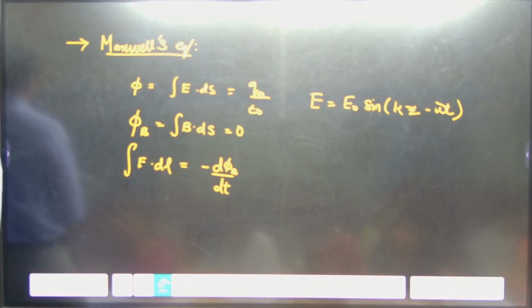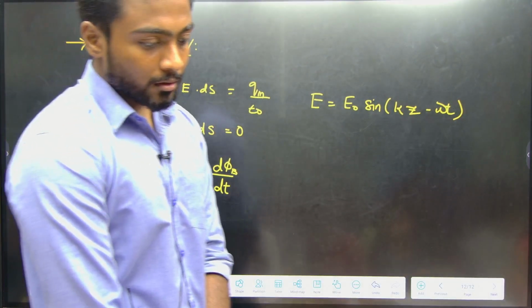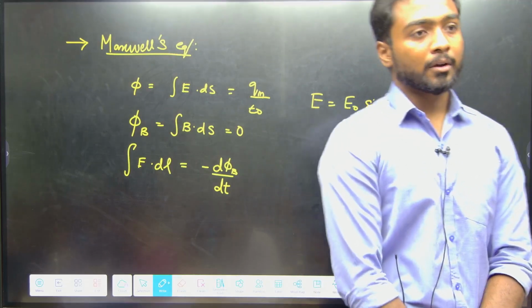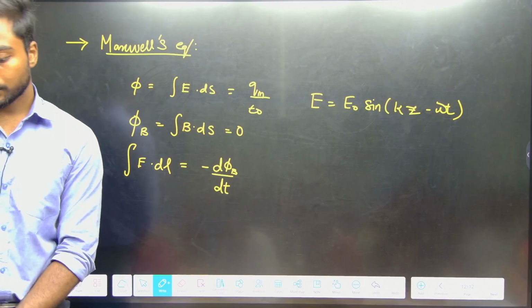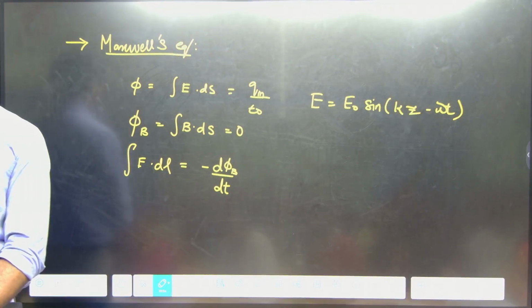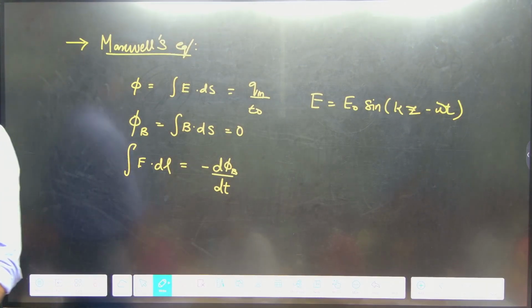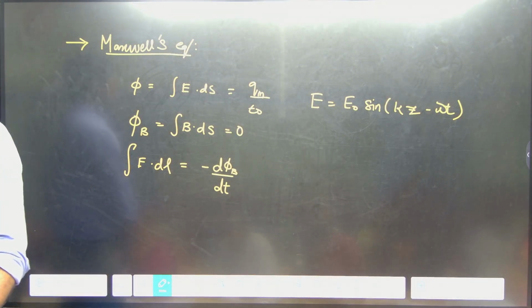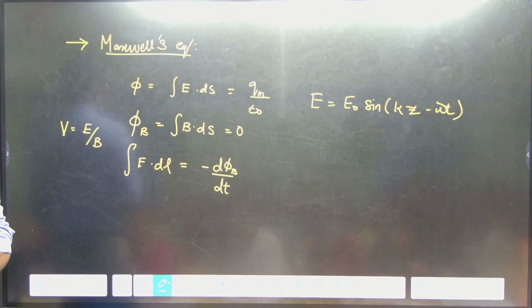Write down the next point. These three are mutually perpendicular to each other. So the formula is V equals E by B. V is nothing but the velocity of the wave.